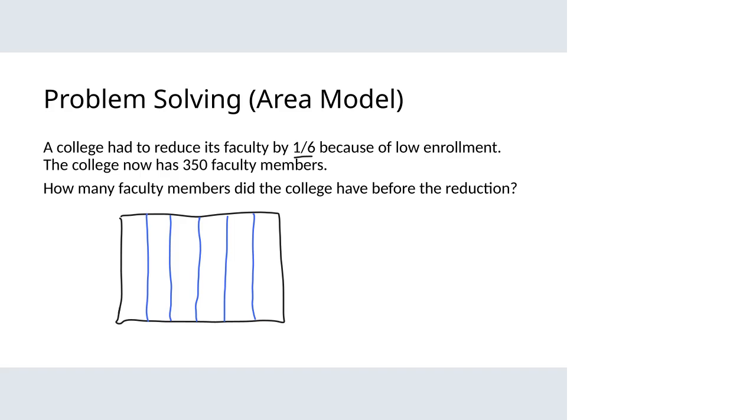And what we're told is they had to reduce the faculty by 1/6. So these people, 1/6, they're gone. The college now has 350 faculty members. So although I didn't set up a poll for this, I can ask you this question. How many faculty members are in each of these remaining slices over here? How many faculty members does each remaining slice represent?